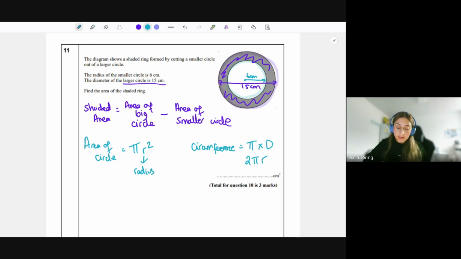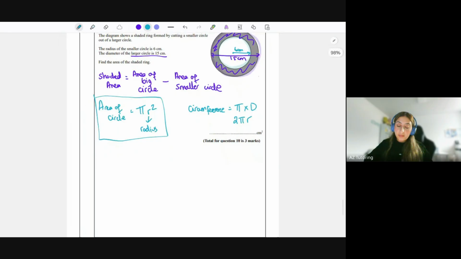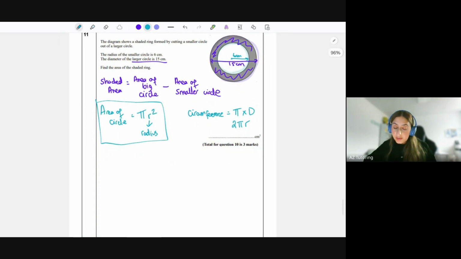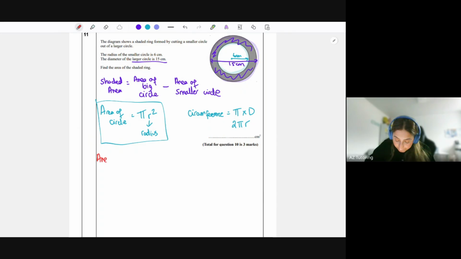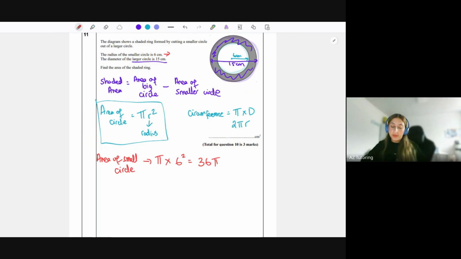So in this case, we are working out area of a circle. So let's work out the area of the smaller circle first. The area of the smaller circle, the radius is given to us, is going to be pi times 6 squared, which is just going to be 36 pi. I'm going to leave it in terms of pi until the end because I don't want to write the full number, I'll just waste time.